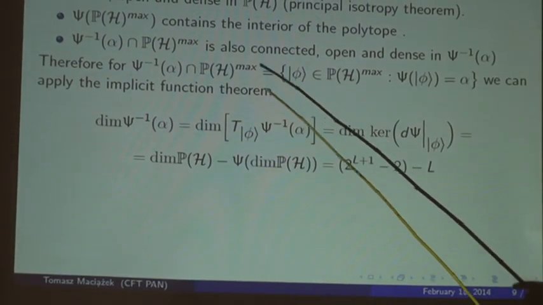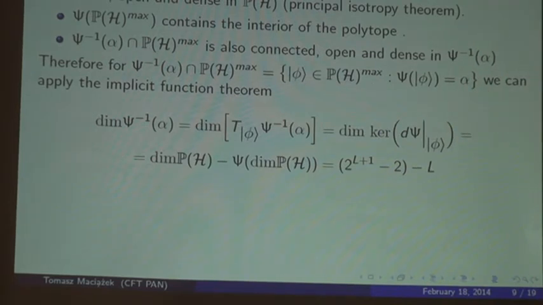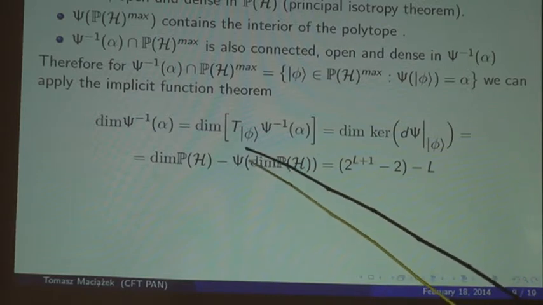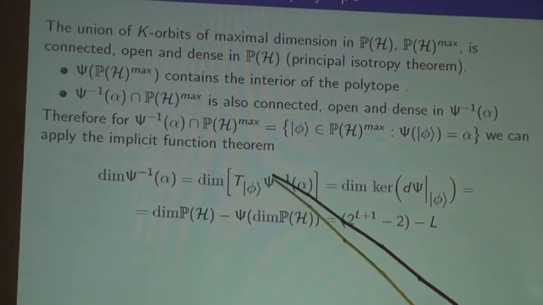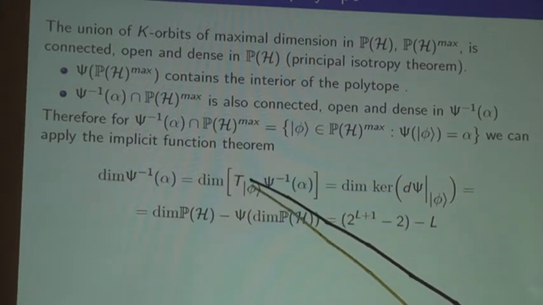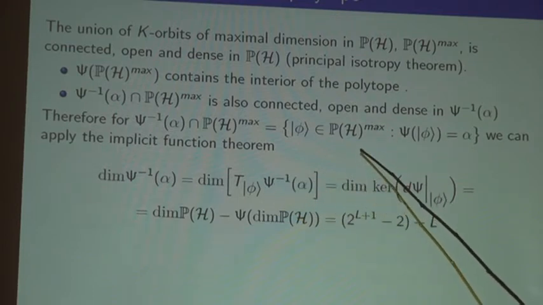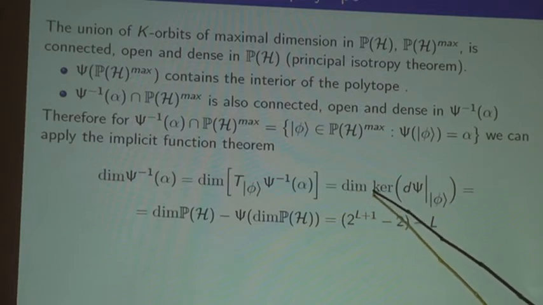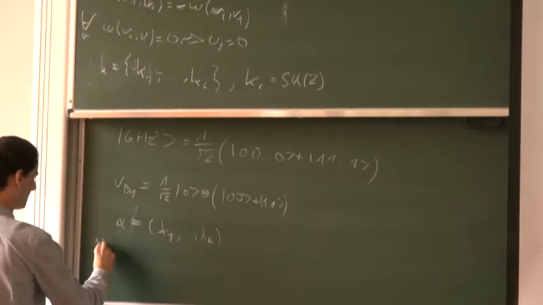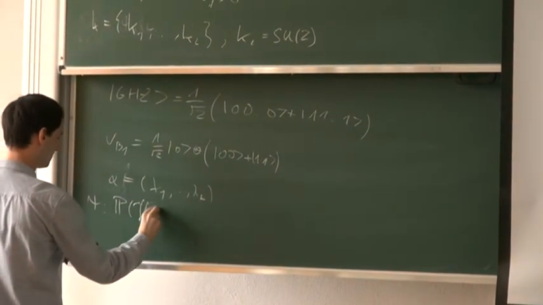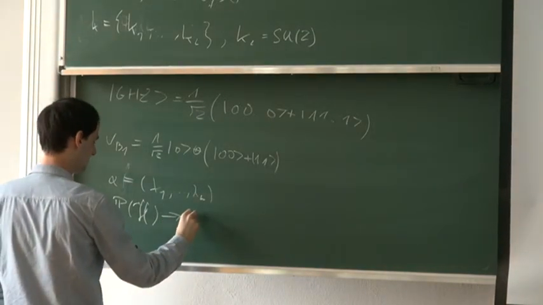So such a variety is described by this equation, and we can apply the implicit function theorem. And this theorem says that the dimension of the fiber of the map psi is the same as, this is not what the theorem says, but it is the same as the dimension of the tangent space. And now, here's the theorem. This is the same as the dimension of the kernel of the derivative of psi. And on the other hand, because psi is onto from the projective space to the polytope.